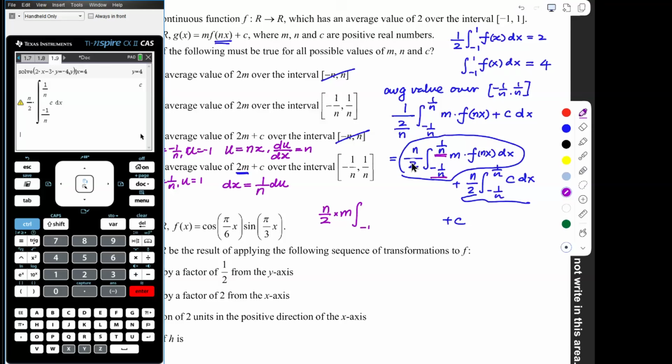Anyway, question 16, we have a function like that. Dilation factor half from the y-axis, dilation factor 2 from the x-axis, translation 2 units in the positive direction of x. So what you could do is define this function first. f of x is assigned to cos(pi times x over 6) times sin(pi times x divided by 3). And h of x is dilation factor 2 from x, dilation factor half, that's 2x, and then translation 2 units to the right. So this is what I'll define.